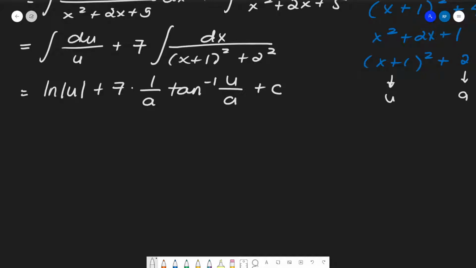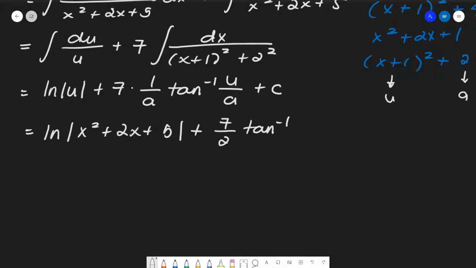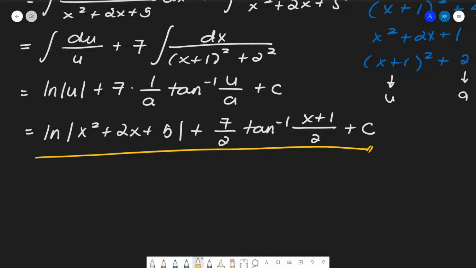Okay, let's substitute, first in the first term. What is our u here? That was the denominator earlier: x squared plus 2x plus 5. Then plus 7 times 1 over a, having 2, so we have 7 over 2 arctangent of x plus 1 over 2 plus c. So this is the answer. That is why your foundation should be solid. For the additional standard formulas, you need to memorize all of them.